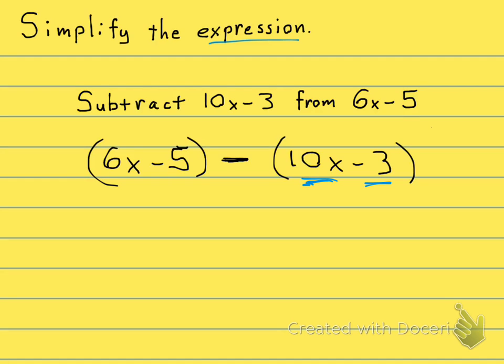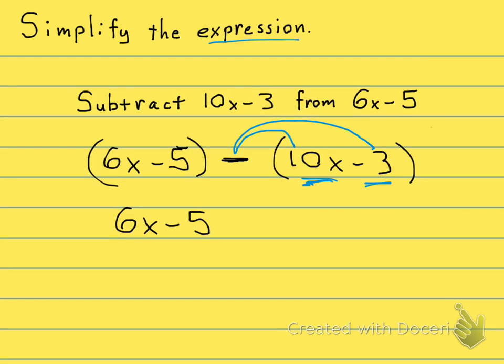And you remember, we are going to not only subtract the 10x, but we are also going to subtract the minus 3. So this is actually distribution. So let's go ahead and work it out. In front, this 6x minus 5, that's just going to come out of the parentheses. There's no reason to keep them in the parentheses. There's nothing multiplying that 6x minus 5. So we're just going to write it down as 6x minus 5.